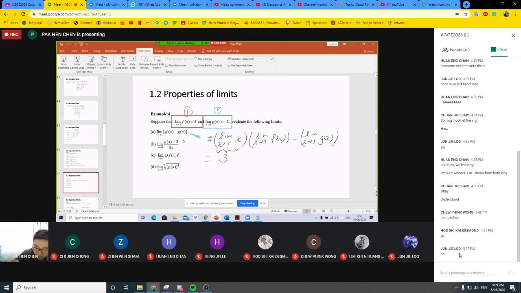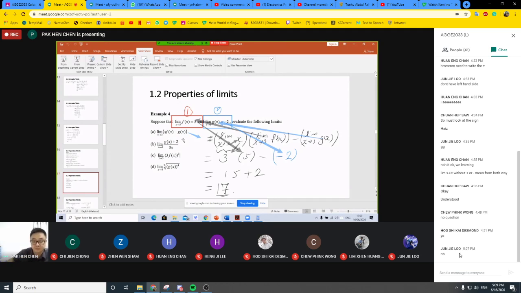The limit of x as x approaches 3, we just substitute 3 into it, we get 3. The limit of f(x) we refer back to the given value, which equals 5. The last one is the limit of g(x), which equals -2. Therefore we have 15 plus 2, which is 17.